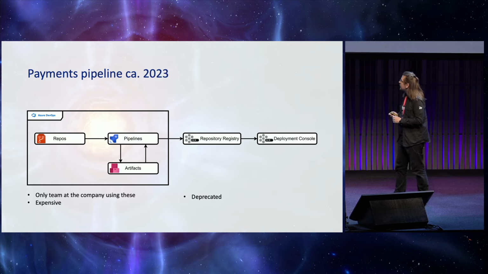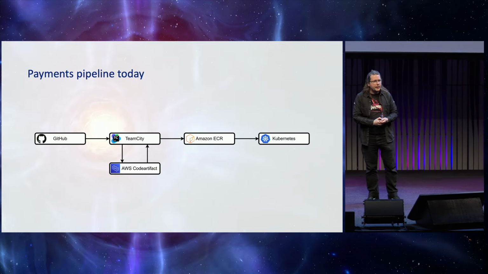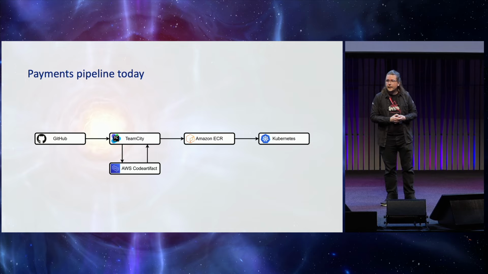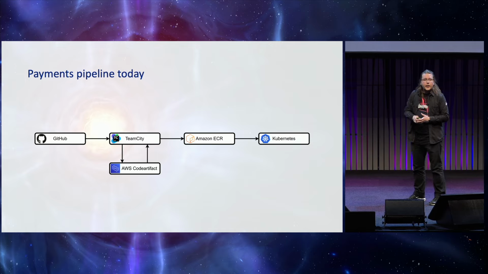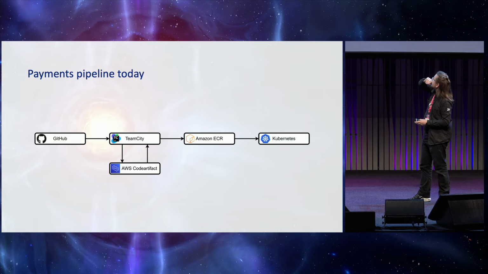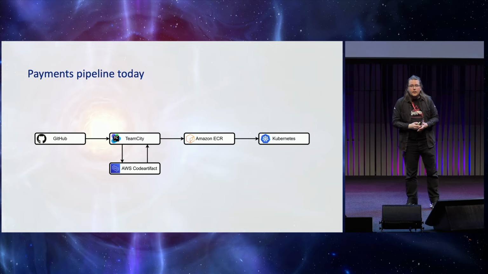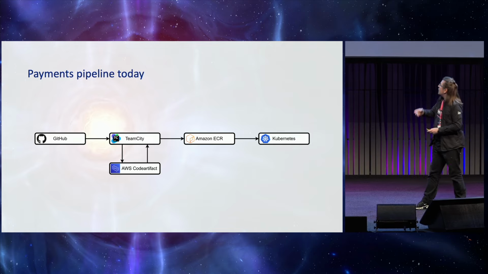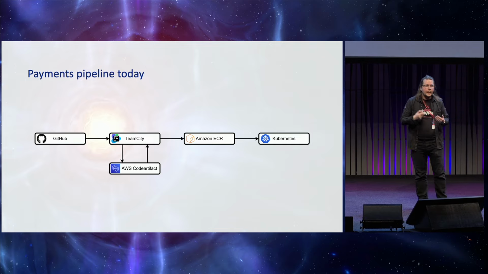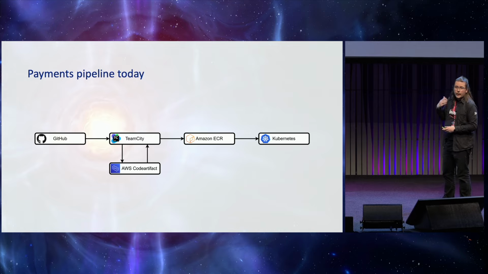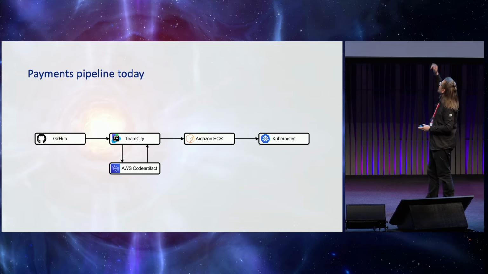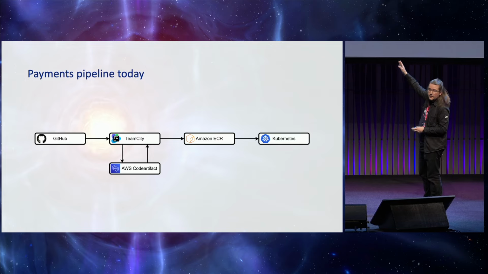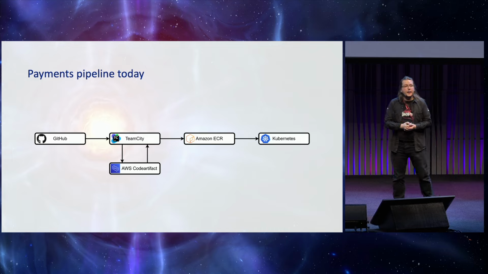So, in comparison, here's the payments pipeline today. You'll recognize some of these names and logos from CCP Amos earlier. Most of our projects are now in GitHub, built in TeamCity in concert with the backend services at the rest of the company. We use AWS CodeArtifact for our library artifacts, and our applications are now built into Docker and stored in Amazon's Elastic Container Registry. We then use TeamCity to deploy them to our Kubernetes cluster via Terraform.